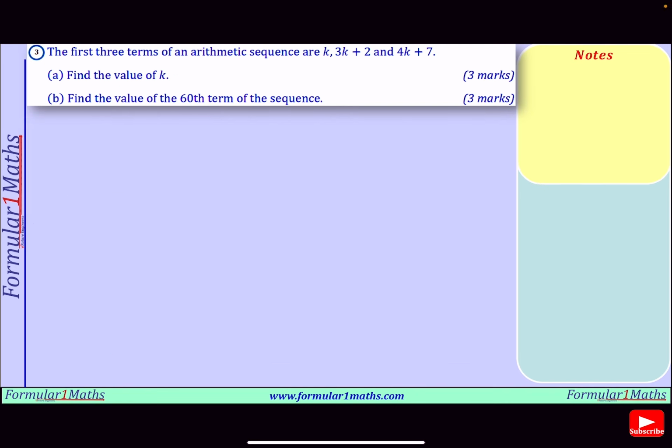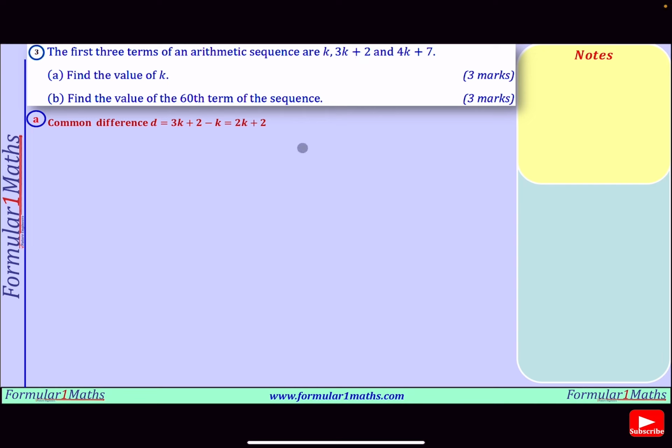Question 3. The first three terms of an arithmetic sequence are k, 3k plus 2, and 4k plus 7. Find the value of k, that's A. For B, find the value of the 60th term of the sequence. So first of all, we find the common difference. The common difference can be calculated by subtracting k from 3k plus 2, and that gives 2k plus 2.